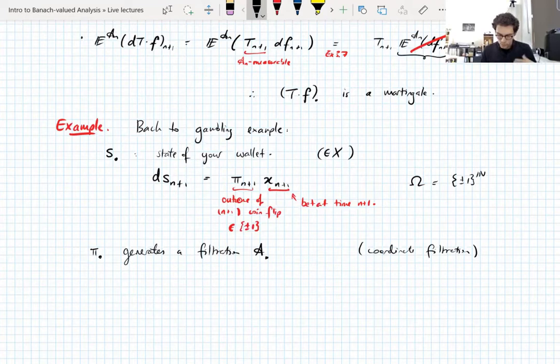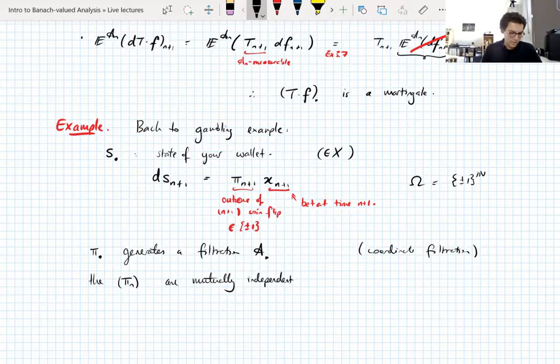So pi n is basically taking the nth coordinate. That's plus or minus one. That's the nth coin flip, right? The random variables pi n are mutually independent. By construction, they're coordinates on a product probability space, so they have to be mutually independent. You can check the details, they are.